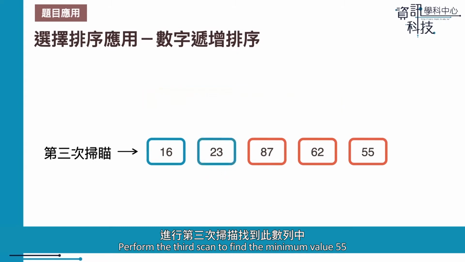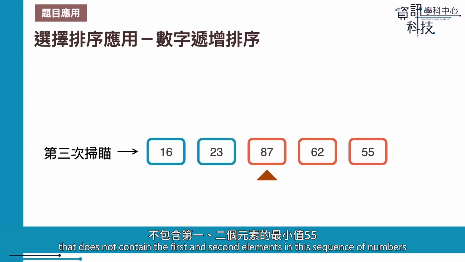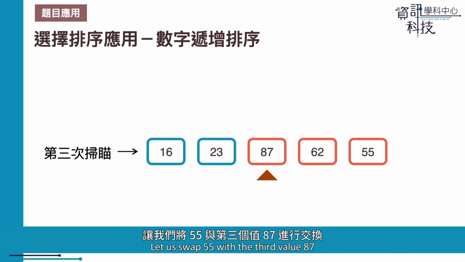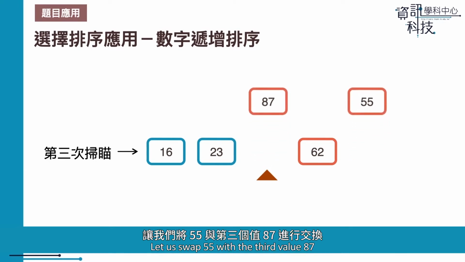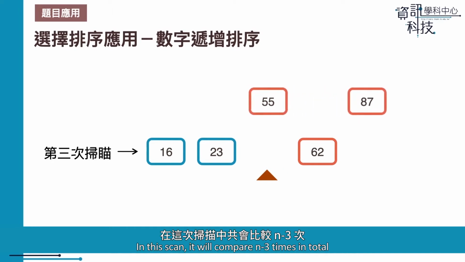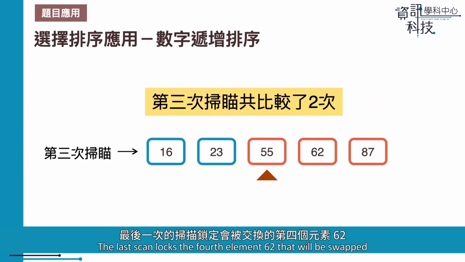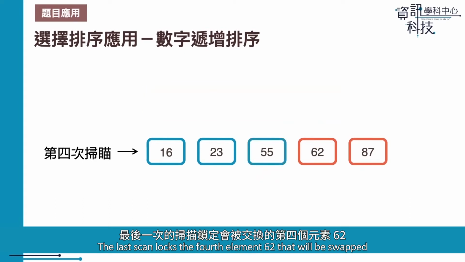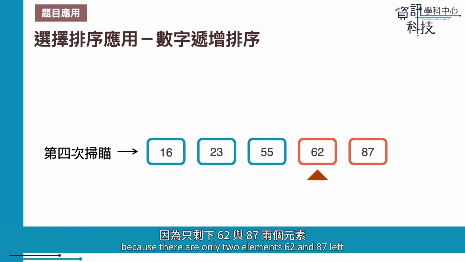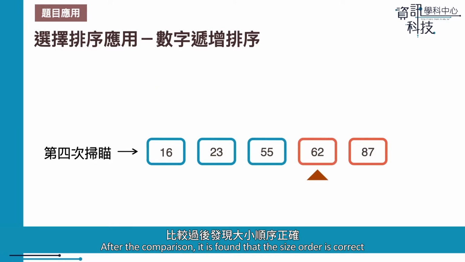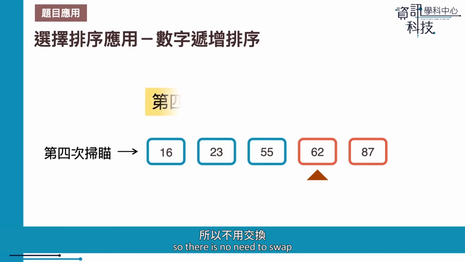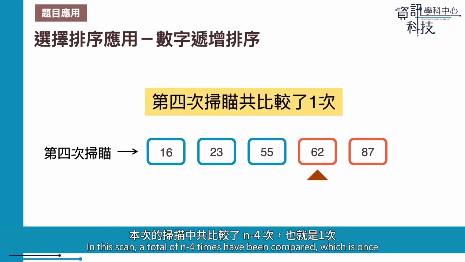Perform the third scan to find the minimum value, 55, not including the first and second elements in this sequence of numbers. Let us swap 55 with the third value 87. In this scan, it will compare n-3 times in total. The last scan locks the fourth element, 62, because there are only 2 elements, 62 and 87, left. After the comparison it is found that the order is correct, so there's no need to swap. In this scan, a total of n-4 comparisons, which is once.